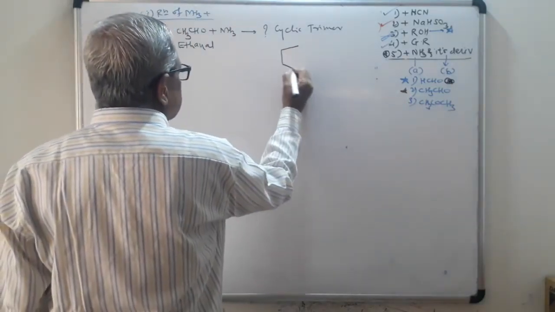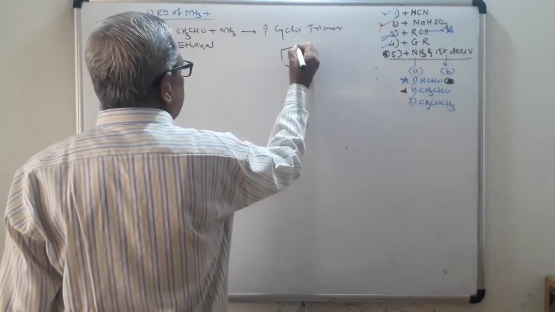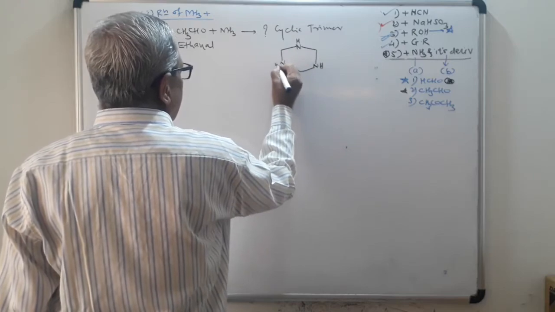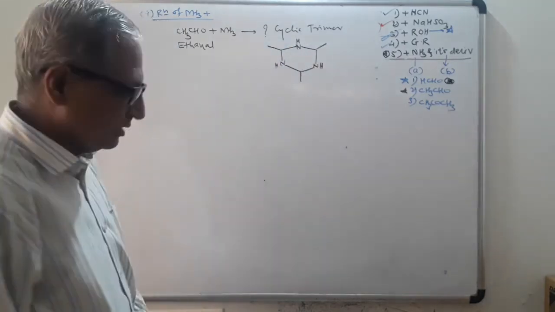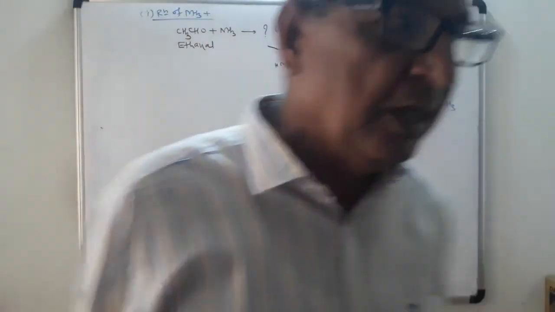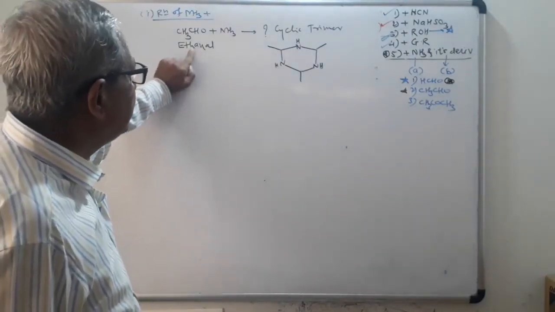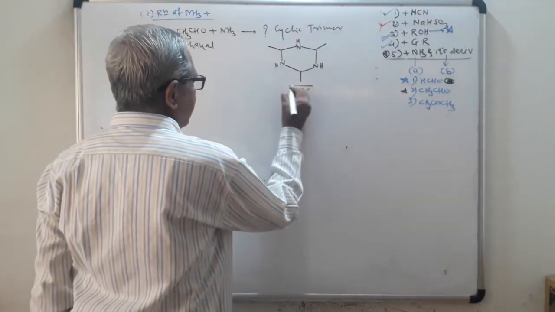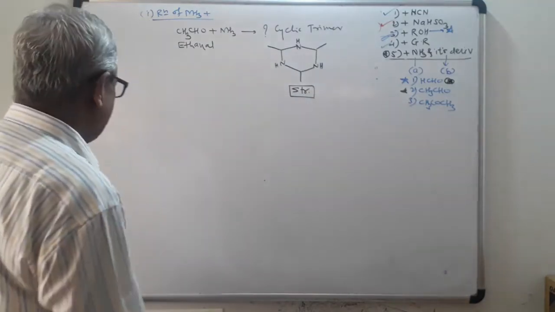It contains a 6-member ring, with an NH group at alternate positions and a methyl group at the remaining positions. This is the structure of the cyclic trimer. So the first question: when ammonia is treated with acetaldehyde, it gives a cyclic trimer, and this is its structure. Now I will explain how the cyclic trimer is formed here.